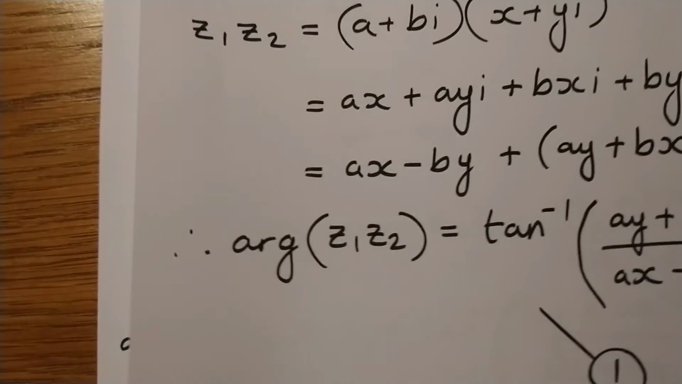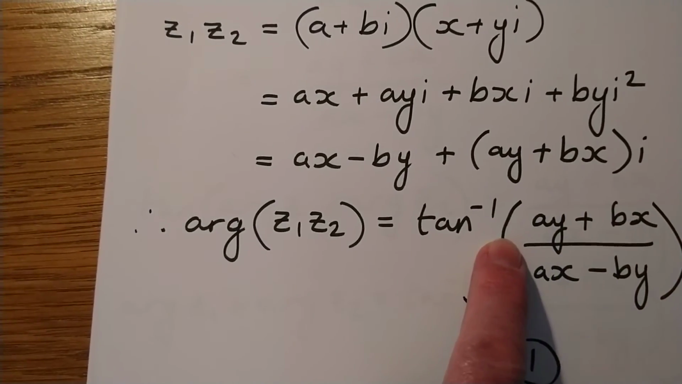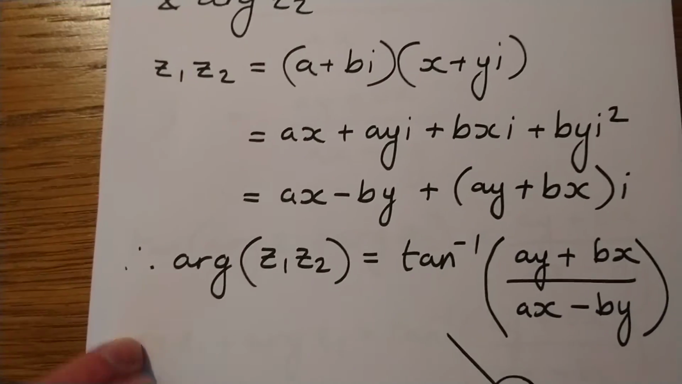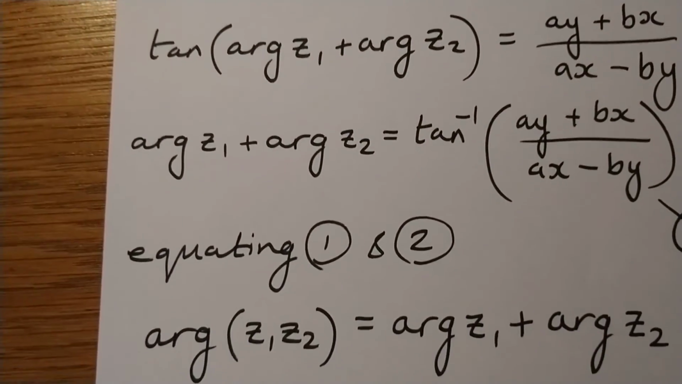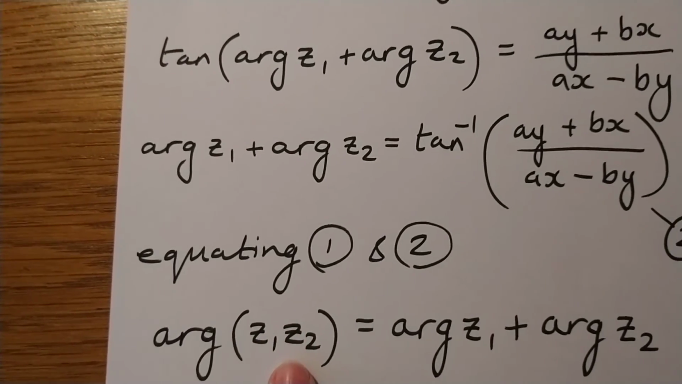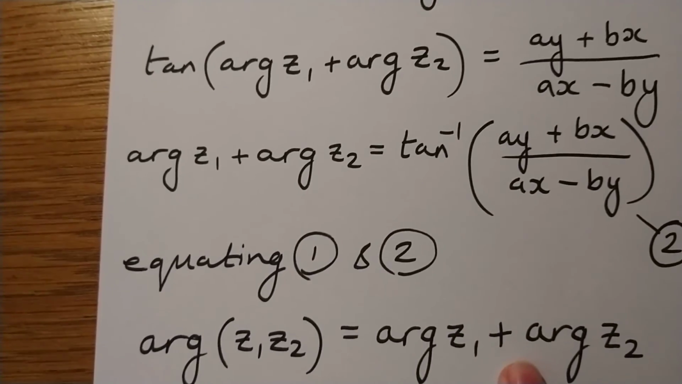But we've seen the right-hand side before in equation 1. The same thing is also equal to the argument of the two complex numbers multiplied together. So if we equate equation 1 and equation 2, then we end up with the argument of the product of z1 and z2 is equal to the sum of the individual arguments.